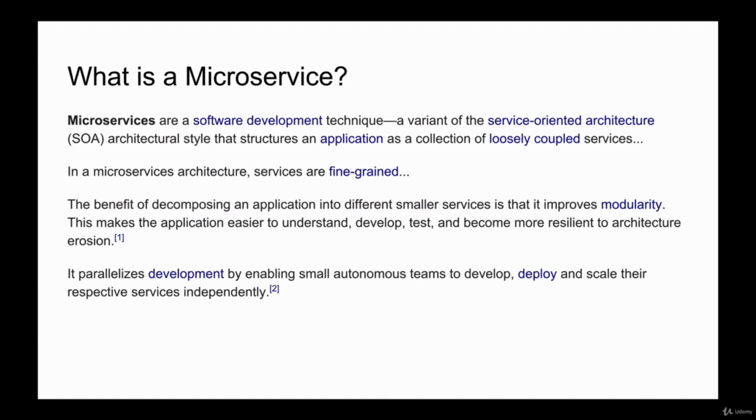Microservices are a software development technique, a variant of a service-oriented architectural style that structures an application as a collection of loosely coupled services. In microservice architecture, services are fine-grained, and the benefit of decomposing an application into different smaller services is that it improves modularity. This makes the application easier to understand, develop and test, and it becomes more resilient to architecture erosion. It parallelizes development by enabling small autonomous teams to develop, deploy, and scale their respective services independently.